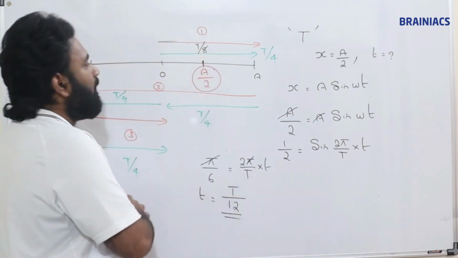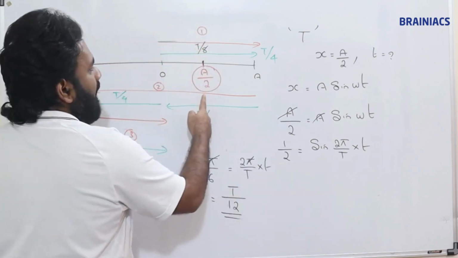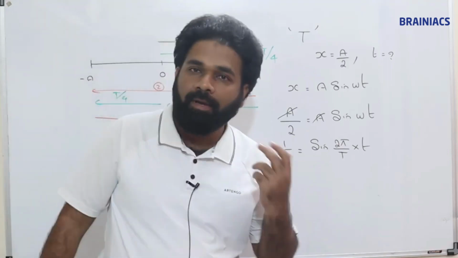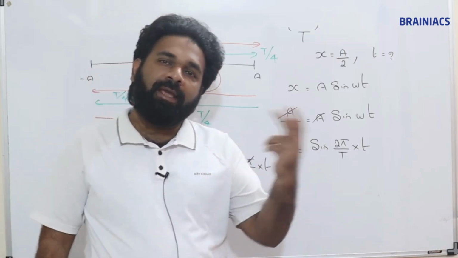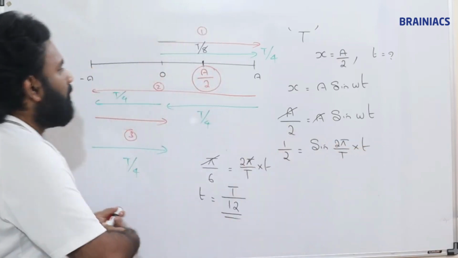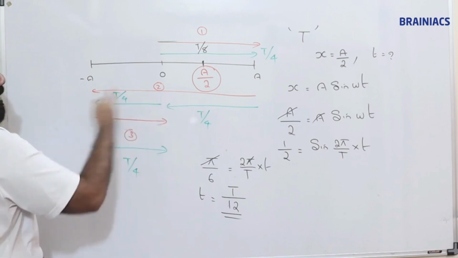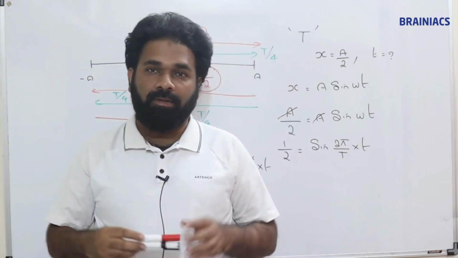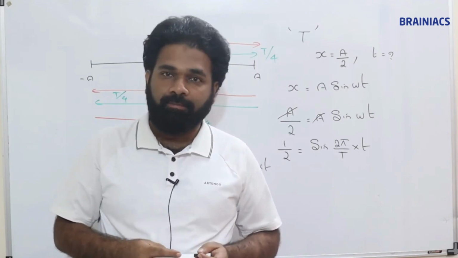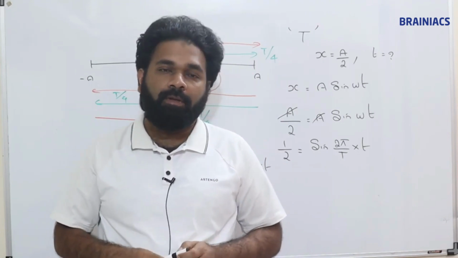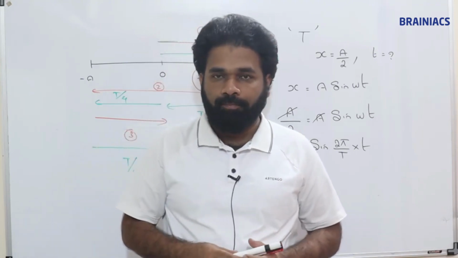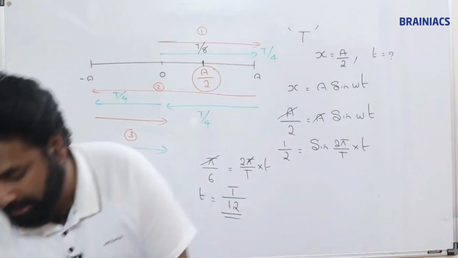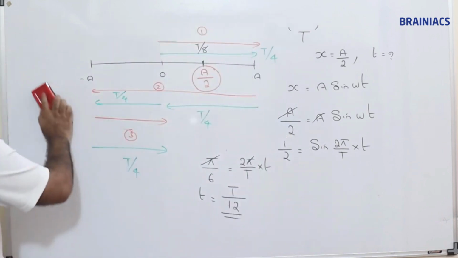Or if a particle is moving from A by 2 to another point, like A by root 2 or root 3 A by 2, or from A by 2 to A, if they give these kinds of distances, then it will take much time and the problem will become very difficult. So we will be discussing a method, an approach today in order to deal with these kinds of problems. Okay, so let us start.